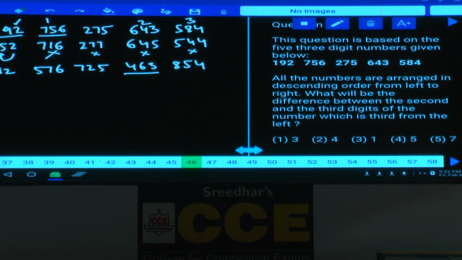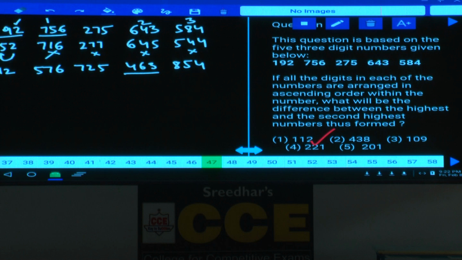Now in this 584, the difference between the second and the third digits. What is the difference between 8 and 4? 8 minus 4 is 4, that is choice 2. Clear now? Then next one, question number 47.